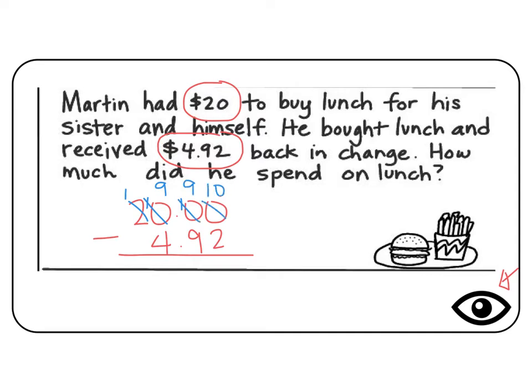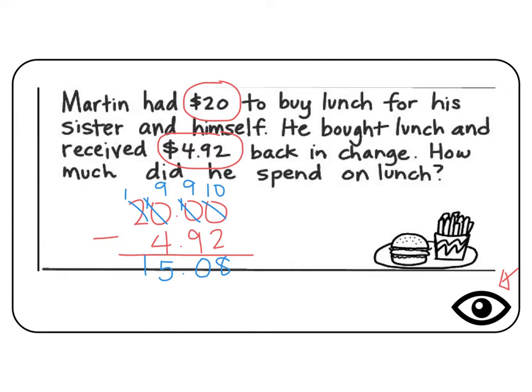All right, 10 minus 2 is 8. 9 minus 9 is 0. 9 minus 4 is 5. And then bring down the 1. So that looks like $15.08. So he spent $15.08 on his lunch.